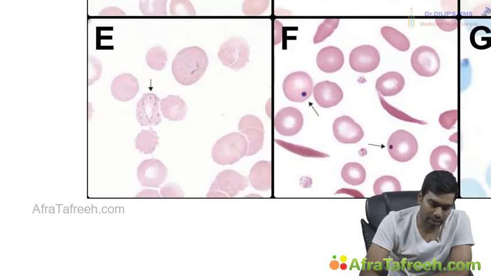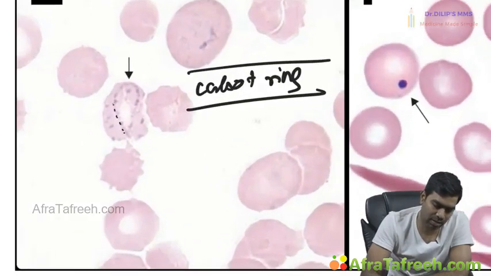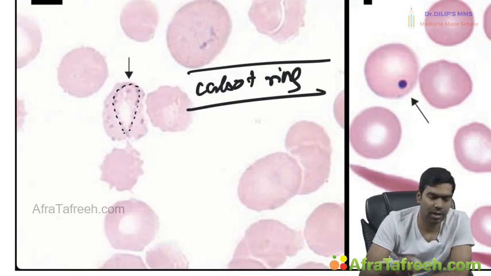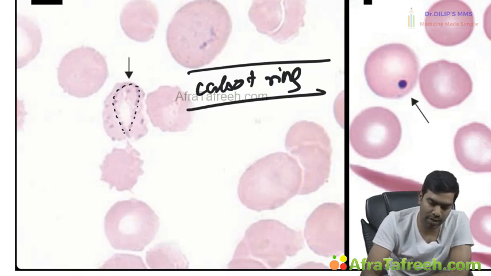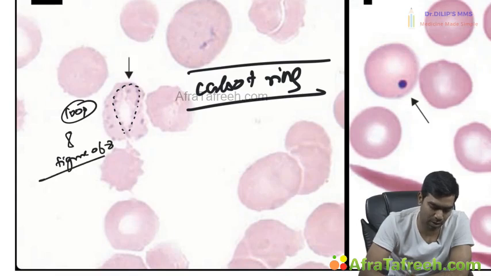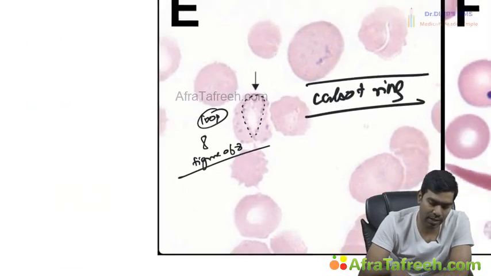The next one you can see is this is a Cabot ring. It can be like a loop, or even like a figure of 8 appearance. All these things are possible with the Cabot ring. So what are the conditions where you can get a Cabot ring?